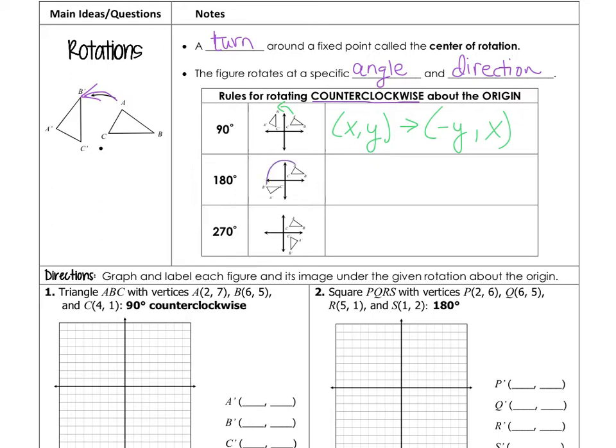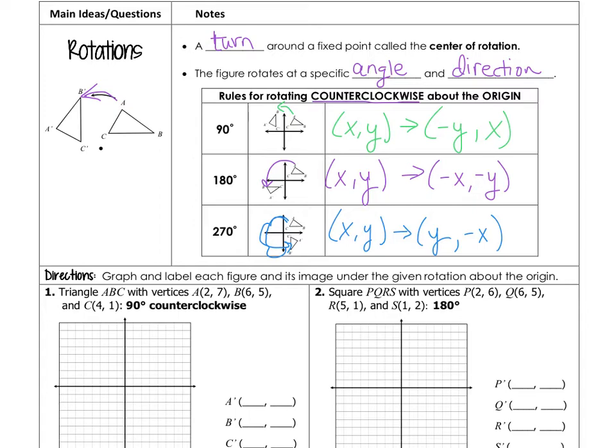For the 180 degrees, that would be 2 sections of our graph, or 2 quarters of our graph. And if it starts out as X, Y as the original coordinate, now we are just making both of them negative. So negative X, negative Y. The third way is if we go 270 counterclockwise, think of that as 3 90s, so 3 sections on your graph. And it starts as X, Y, and the rule makes the Y go first but keeps it the same sign, or positive sign, and your X then becomes the opposite sign that it started with.